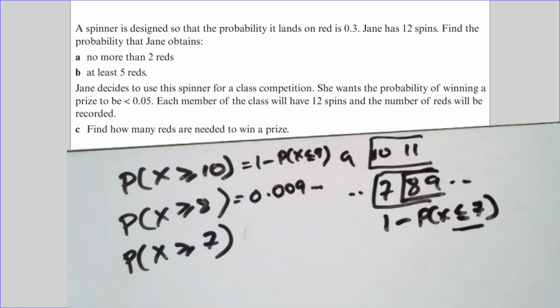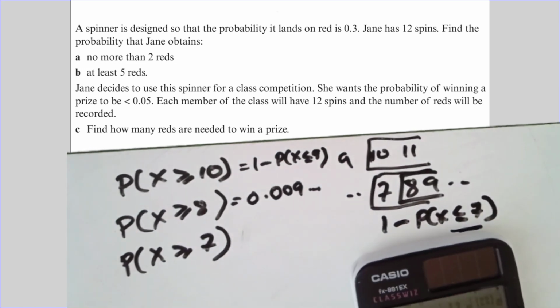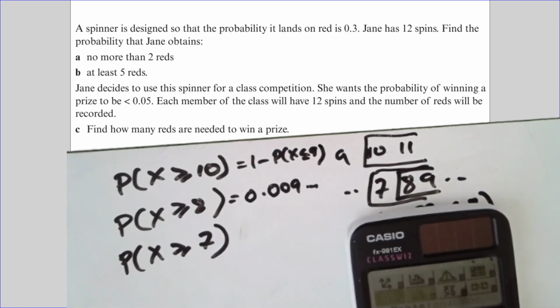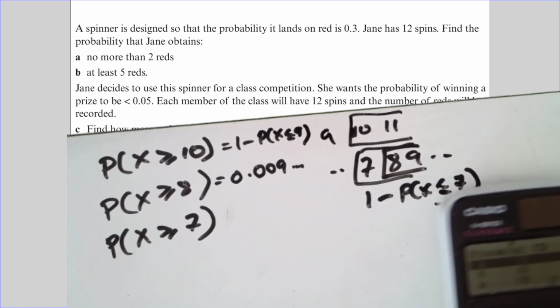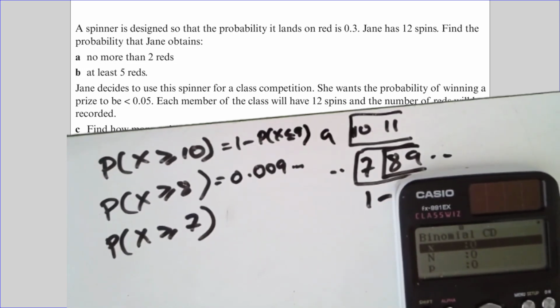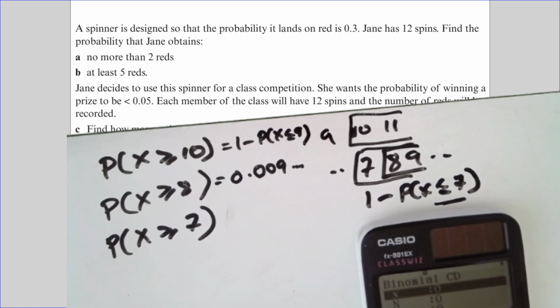So we need to do 1 minus 6. Menu, distribution, binomial CD, which is option number 1, variable. Sometimes you get lucky and you land on it straight away. Sometimes it requires a little bit of trial and error. So we've got x is 6 for this one, n is 12, this is 0.3.